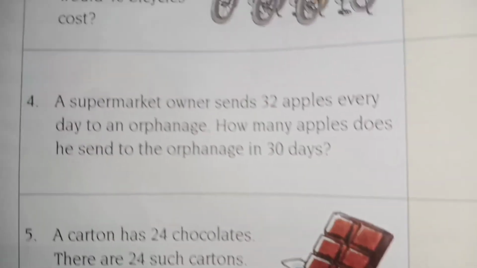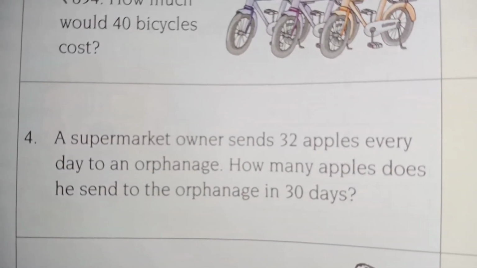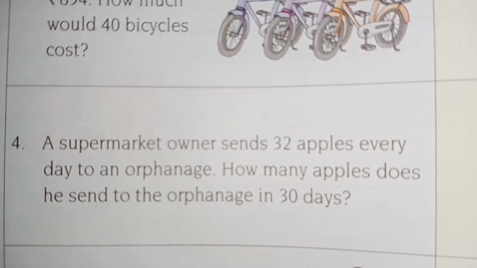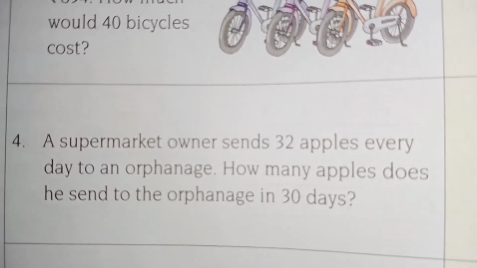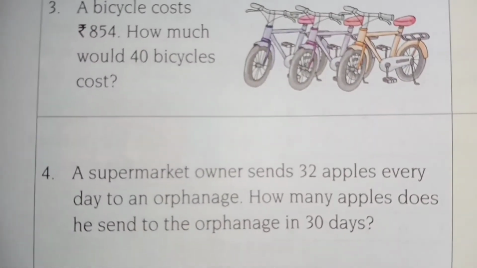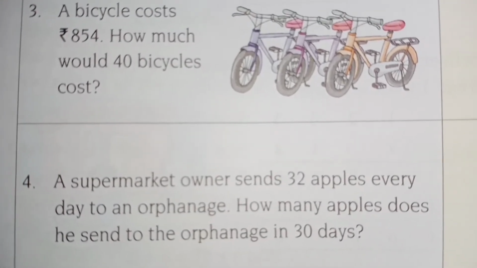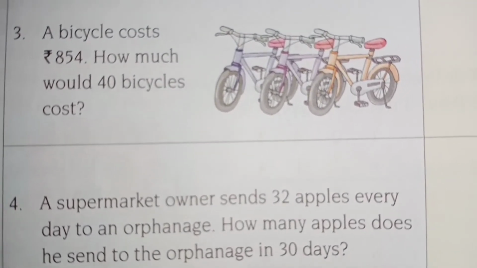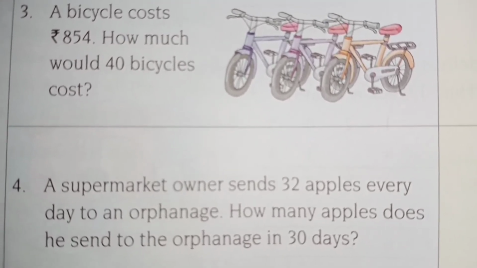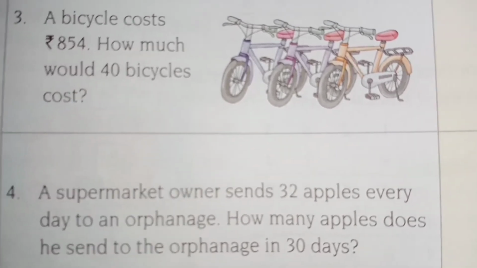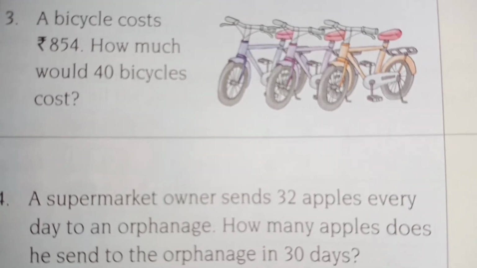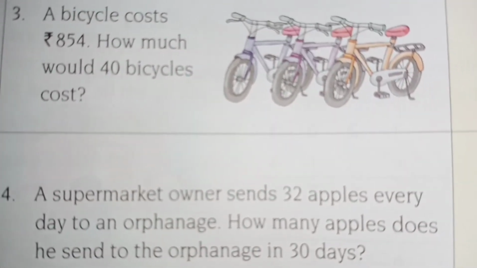Okay, so now let's do question number 4. A supermarket owner sends 32 apples every day to an orphanage. How many apples does he send to the orphanage in 30 days? So in one day the supermarket owner sends 32 apples. Every day he sends 32 apples to an orphanage. So how many apples did he send to the orphanage in 30 days? So in one day, how many apples? 32. So in 30 days, how many? You have to multiply. One day they have given, we have to find for many, that is 30 days. So we have to multiply.